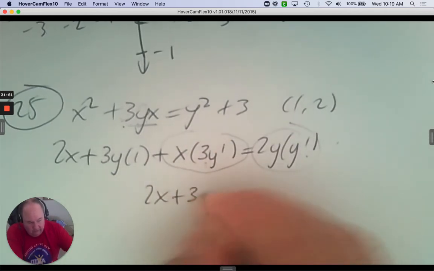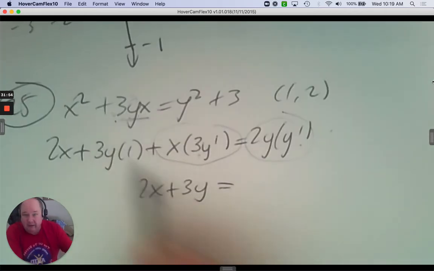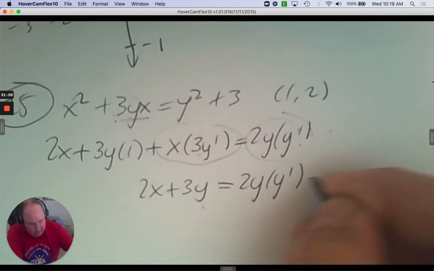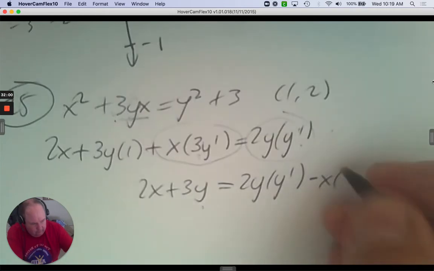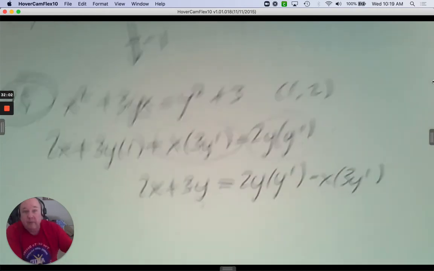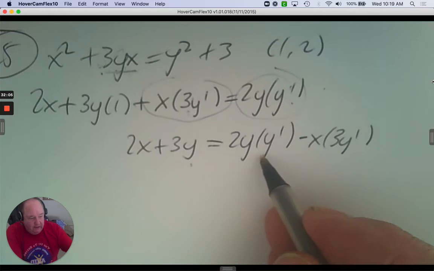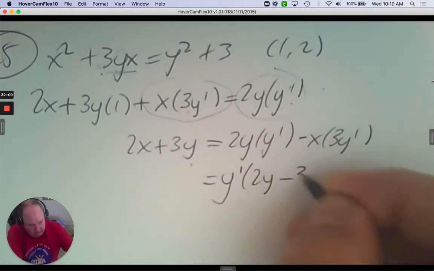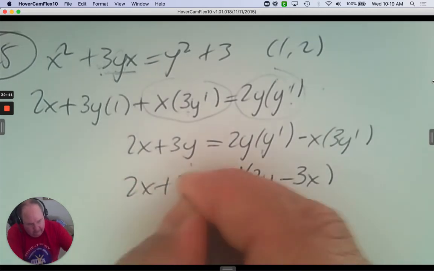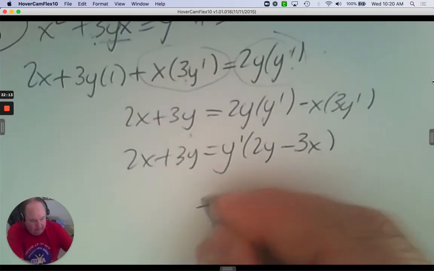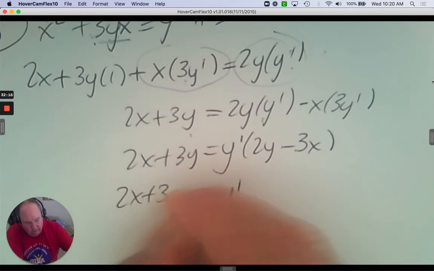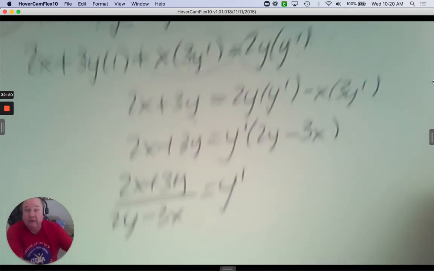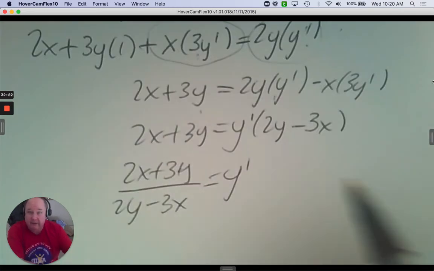So we have 2x, and 3y times 1 is 3y. I'm going to subtract and put the y primes beside each other. Then I'm going to factor out a y prime, just factor it out in front. You get 2y minus 3x left. And the last step is to divide to get y prime. So there's the derivative: 2x plus 3y divided by 2y minus 3x. Now we have the derivative done implicitly.